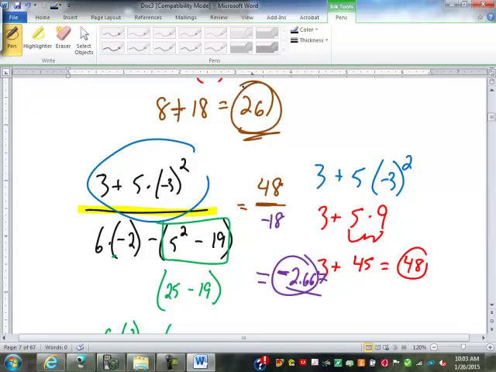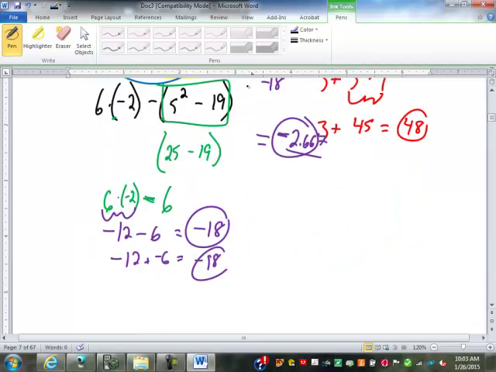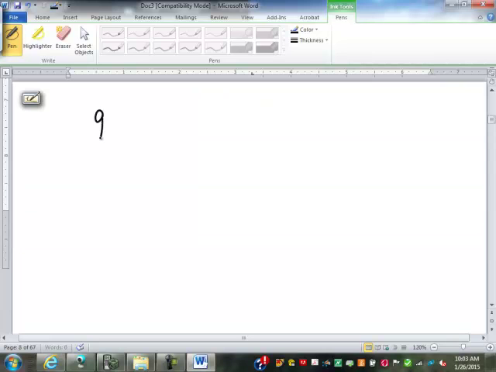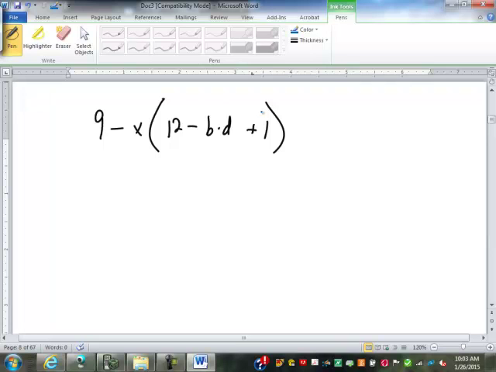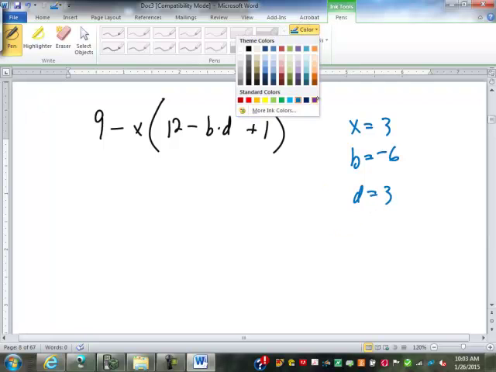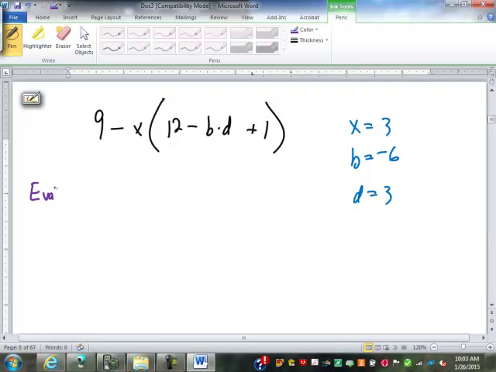So the final step with these is to go to the next step of, okay, what if we don't have a certain number? What if we don't want to use the same number all the time? We might have a formula like this, where we have letters in there. Those letters are variables. They're just a generic value waiting for us to give it a number. And let's say the situation tells us that x is going to be 3, b is going to be a negative 6, and d will be 3. And of course the command we would be given here is evaluate.